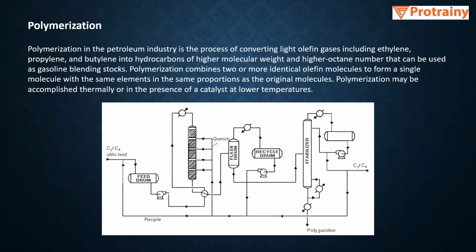Then similarly polymerization. In polymerization, light olefin gases including ethylene, propylene, and butylene are converted into products of higher molecular weight and higher octane number, which can be used as a gasoline blending stock. We combine the lower molecular weight into higher molecular weight, and depending on the type or quality of gas we need, we can blend this polymerized product with some other product and make the desired end product.